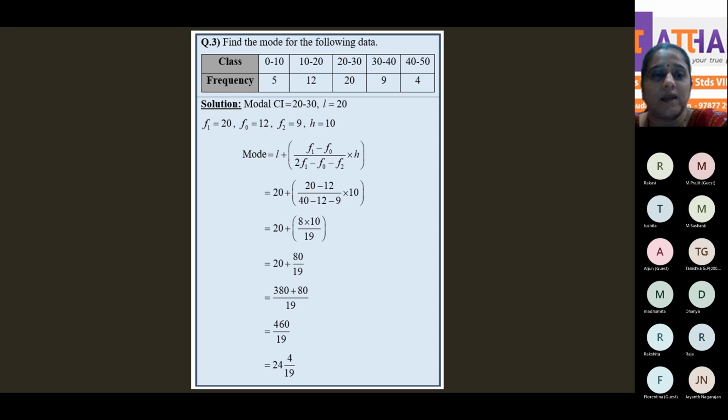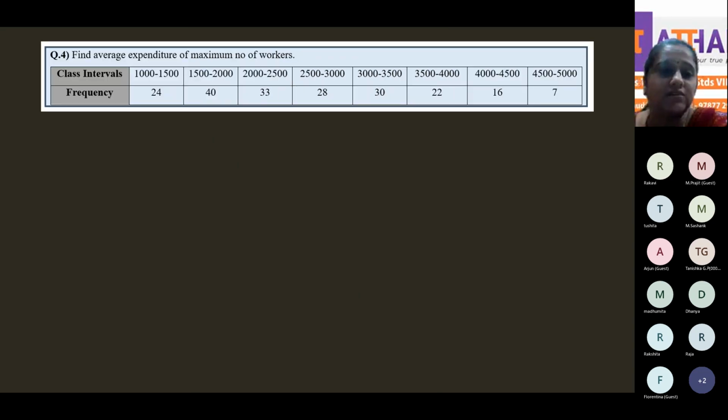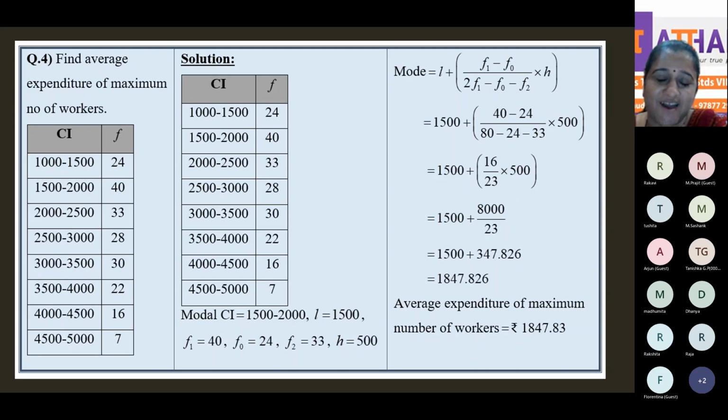So for question number 3, the value of mode is 24.4 by 19. Is it right, Rakshita? Were you able to complete the questions on mode, Rakshita? No, ma'am, I've done until the 4th question. I'll complete it by this weekend. Okay, fine. Then what's the answer for the 4th one? Ma'am, I'm getting 1847.82. How nice, very good. 1847.83. Very good.